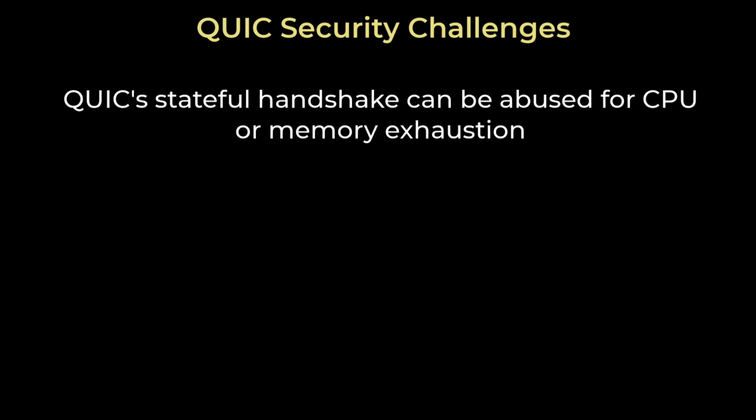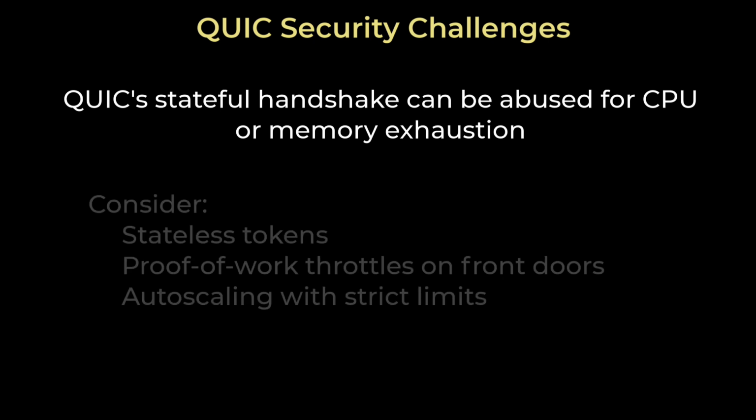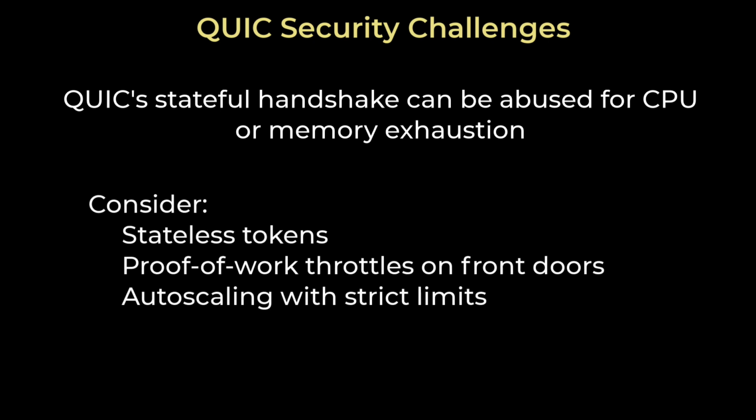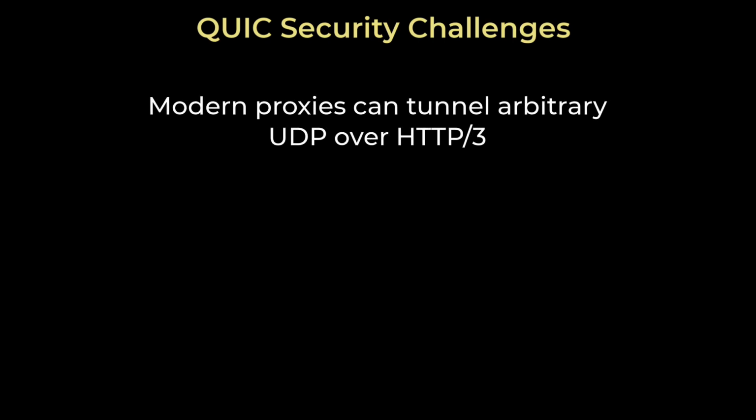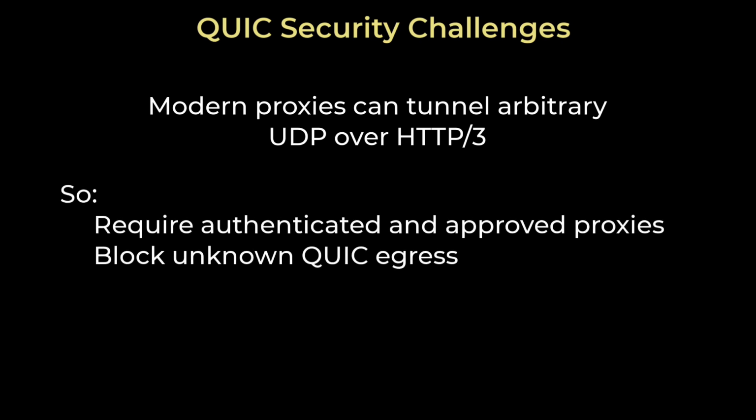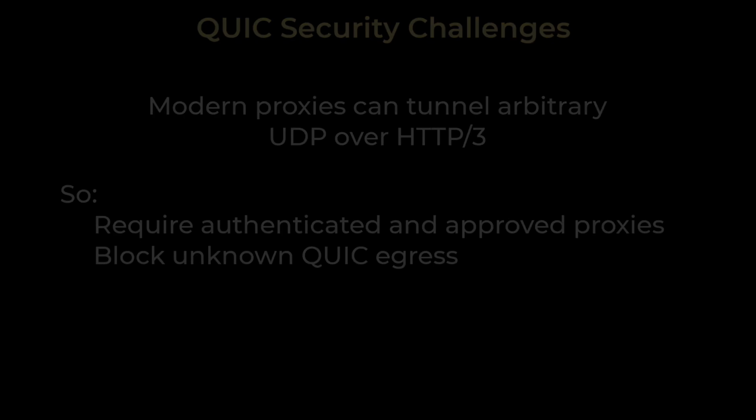QUIC's stateful handshake can be abused for CPU or memory exhaustion, so consider stateless tokens, proof-of-work throttles in front doors, and auto-scaling with strict limits. Finally, modern proxies like MASQUE can tunnel arbitrary UDP over HTTP/3, so require authenticated, approved proxies, and block unknown QUIC egress so you don't inadvertently create ungoverned tunnels.